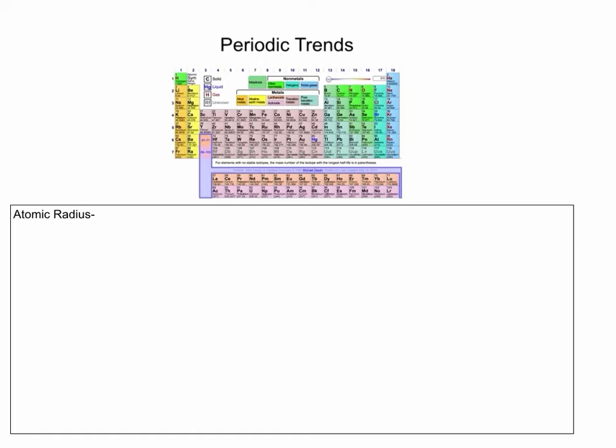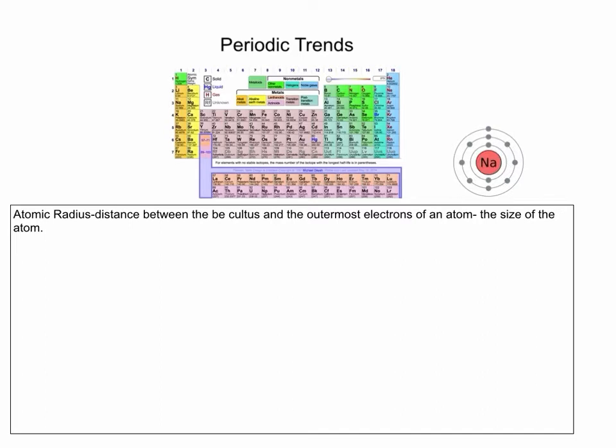The atomic radius is the distance between the nucleus and the outermost electrons of an atom. And this is basically a measure of the size of the atom. So whenever we talk about atomic radius, we are talking about the size. So if we were looking at this sodium atom, the atomic radius would be the distance between the nucleus and the outermost electron. So half the distance across the entire atom.